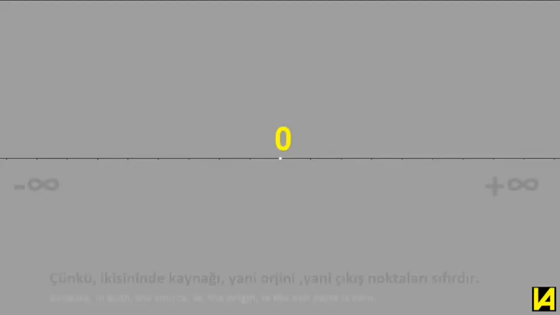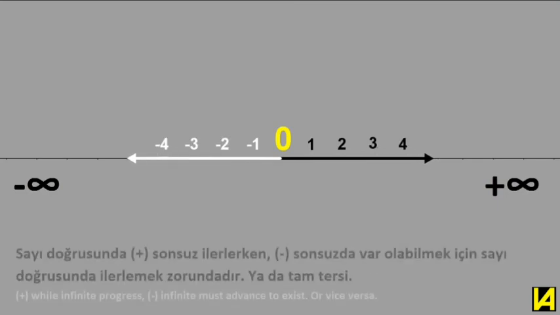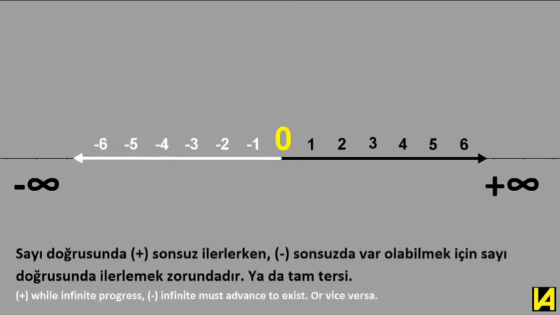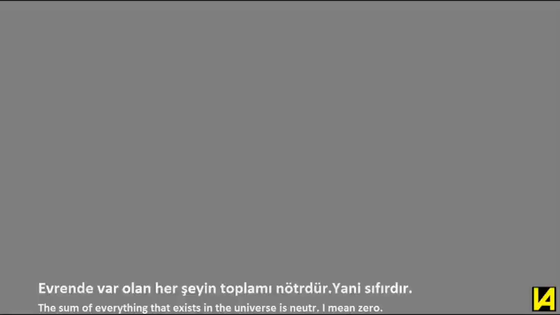They're in 0 because, in both, the source, i.e., the origin, i.e., the exit point is 0, plus while infinite progress, infinite must advance to exist, or vice versa. The sum of everything that exists in the universe is neuter, meaning 0.